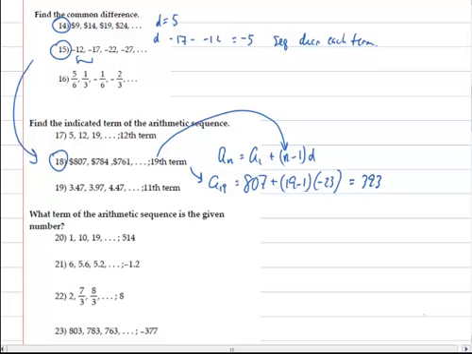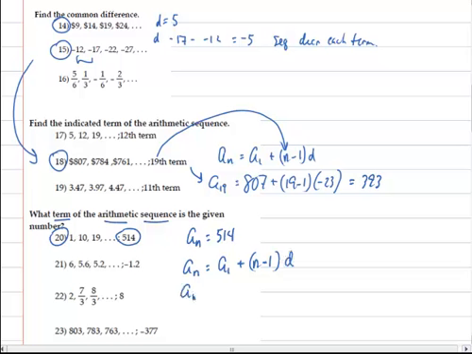In the next problem set, it says find the indicated term of the arithmetic sequence, or what term number we see with the arithmetic sequence. So let's do the first one, number 20. It wants to know what term a_n is equal to 514. Well, you use your a_n equation. So a_n equals a_1 plus n minus 1 times d.